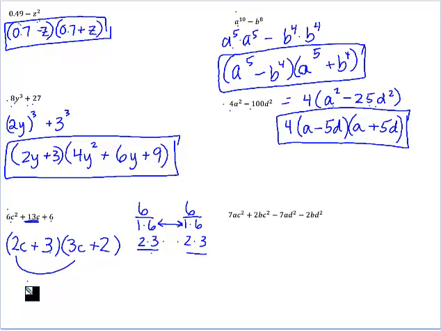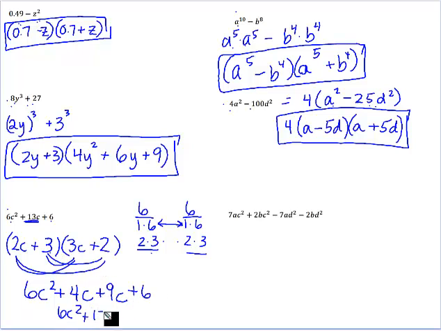2c and 3c is 6c squared. 2c times 2 is plus 4c. 3 times 3c is plus 9c. 3 times 2 is plus 6. 6c squared plus 13c plus 6, which is exactly what we started with, so that's factored correctly.